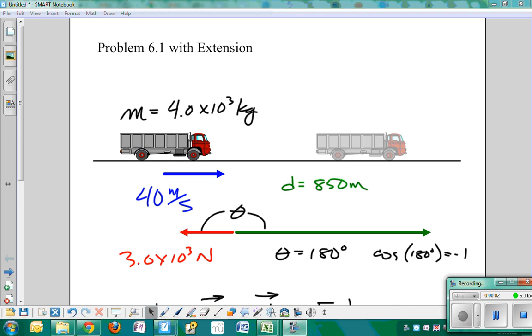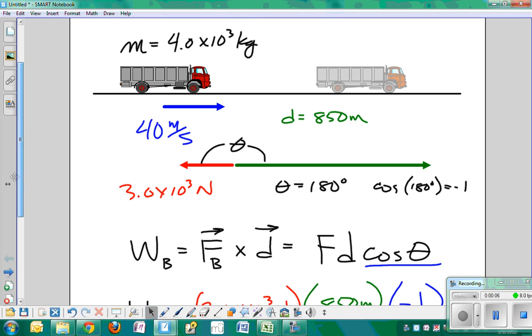Now we are going to work on the extension part of the problem, which is going to be based on data that I gave you. And that says that the initial velocity of the truck here is 40 meters per second. And we have a made up value for the mass, which is 4.0 times 10 to the third kilograms.